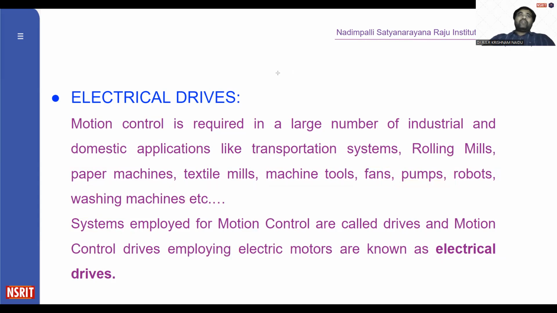That is the definition. So the basic definition of the electric drive is that the drive is a system which is used to control the rotation of any electrical machine. If a drive consists of an electric motor, that drive is called an electric drive. So that is the definition.